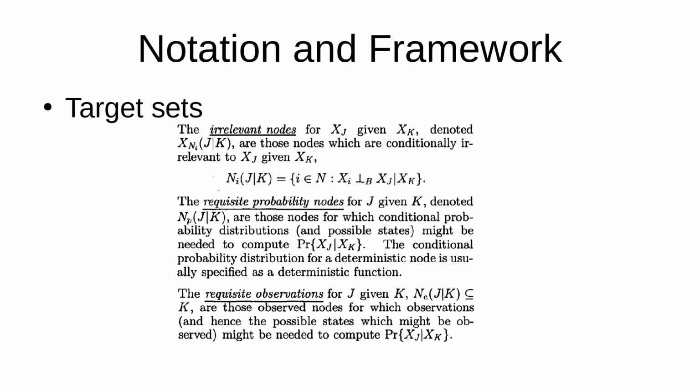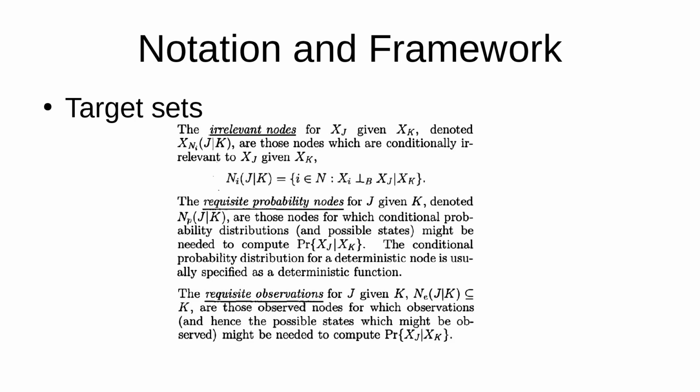Next are the requisite sets. The paper highlights that the requisite information required to compute the probability of xj given xk depends on probabilistic irrelevance rather than the conditional irrelevance revealed in the belief network graph, and that the graph only allows for recognition of the information that might be needed for any probability distribution. Two types of requisite sets are introduced.